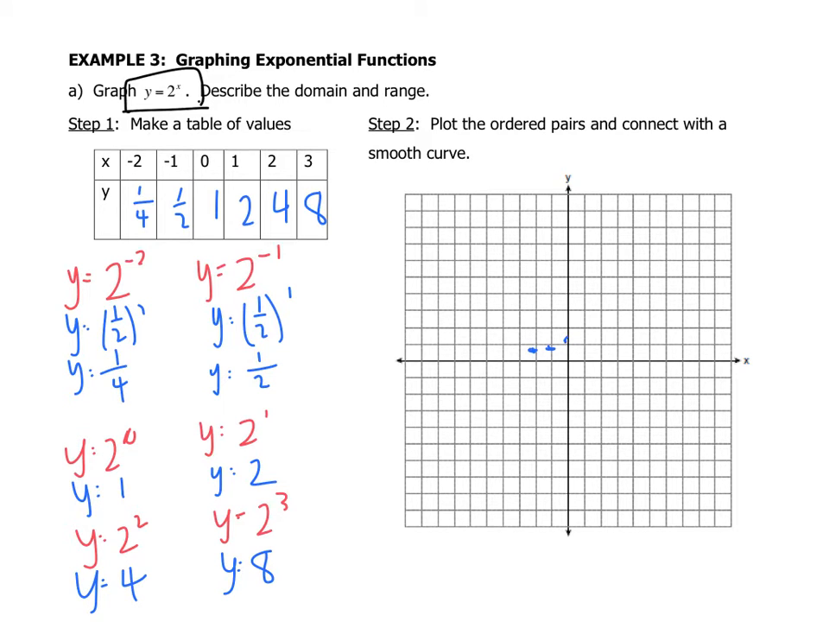0, 1. 1, 2. 2, 4. 3, 8. And you see, obviously, this is not linear. And just like we would extend it on linears, we also extend it here as nonlinears.